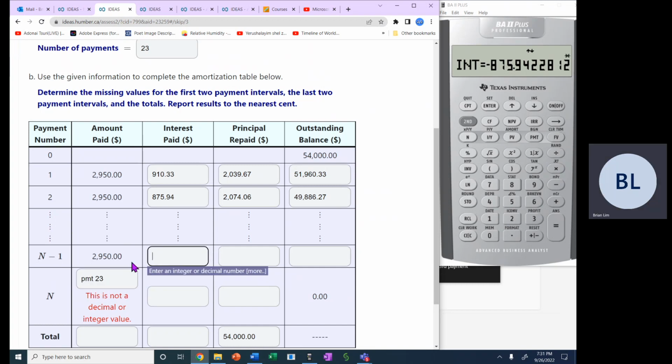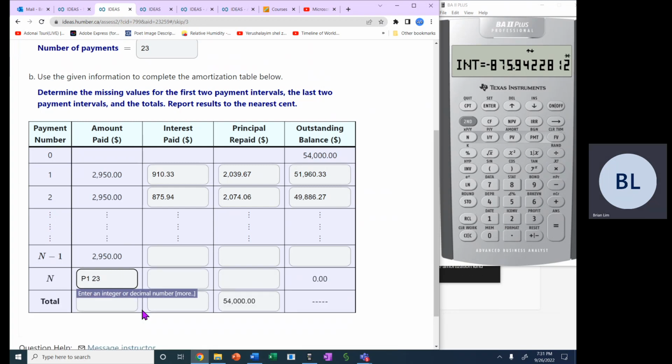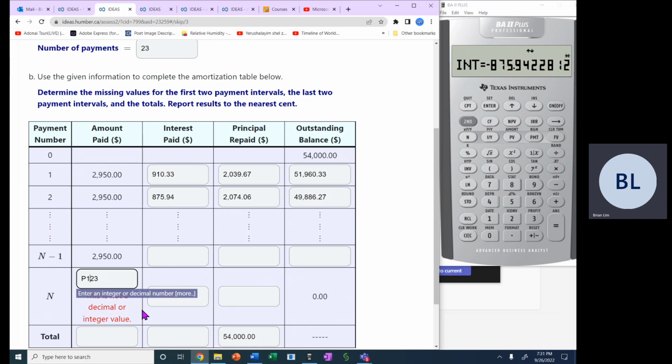All right, so let's go to payment number 22. This number here is for payment number 22, because this one is payment number 23. Now, if you like uppercase letters, we can put payment 23. All right, good. Or if we want to put it more into amortization language, we will say that P1 is equal to 23 and P2 will also be equal to 23. All right, and we will see what happens with that.